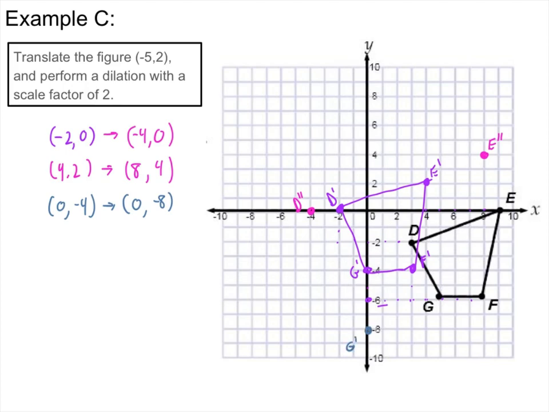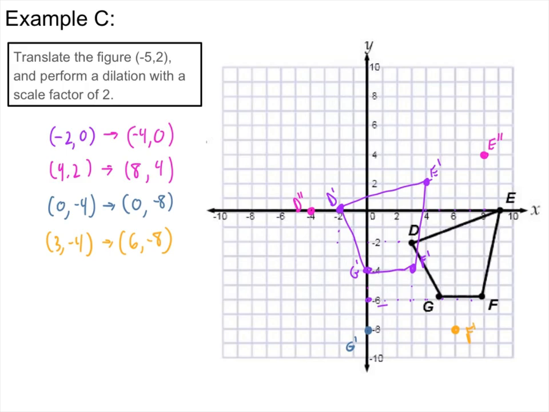And then F prime appears to be at positive 3, negative 4. We're going to multiply that by 2. So we're going to get positive 6, negative 8. So positive 6, negative 8. And we've got our F double prime.